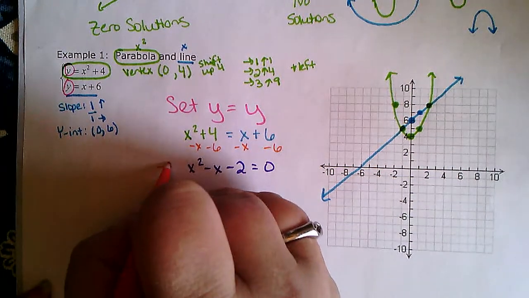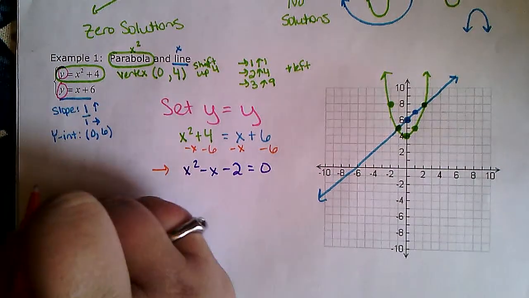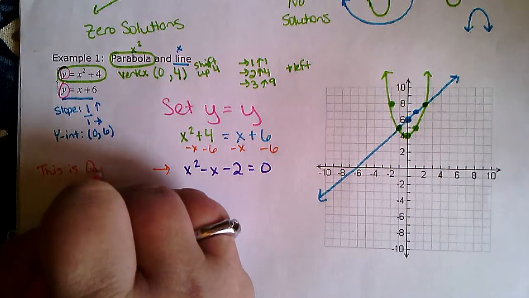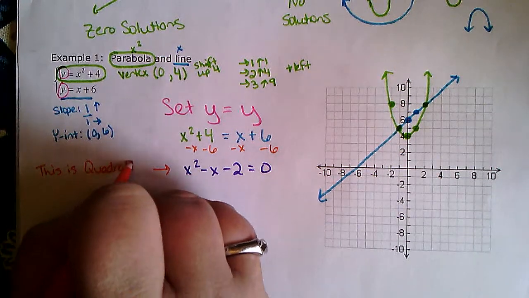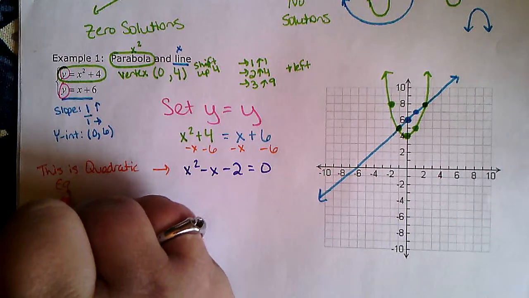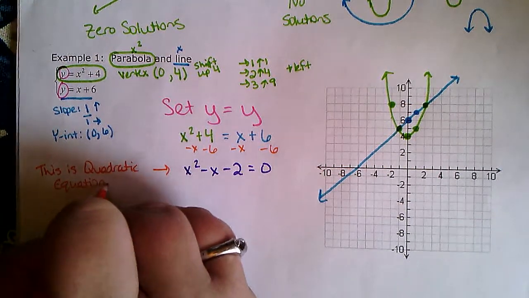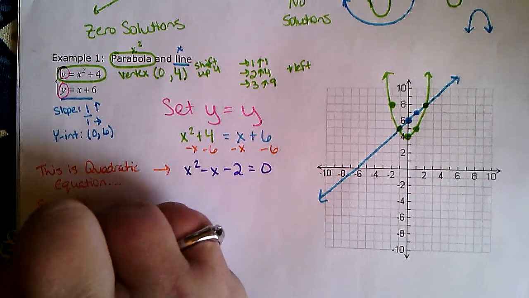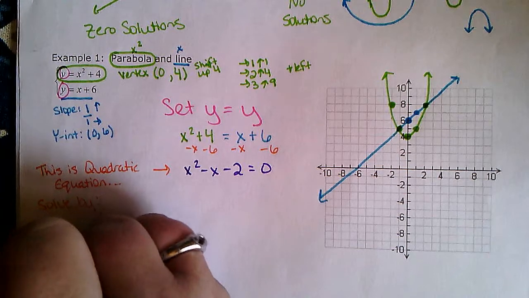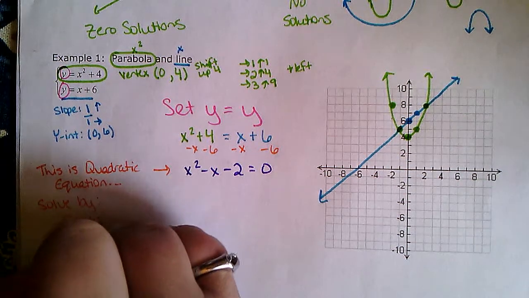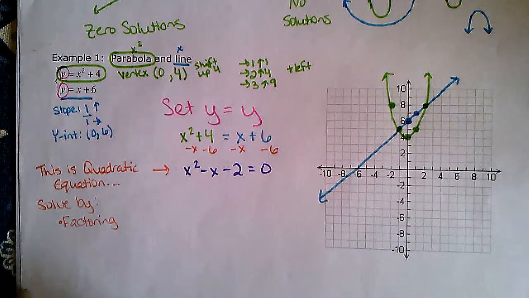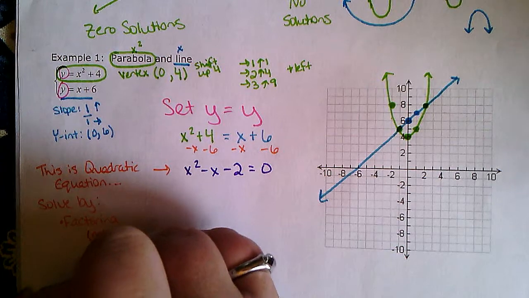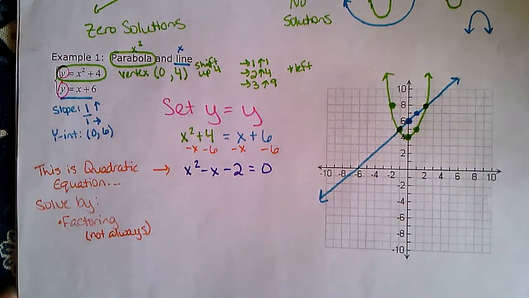What I am noticing is that this x is squared, so that tells me that this is a quadratic equation. So we actually know a lot of ways to solve this. The first way we know is factoring. And remember though that factoring does not always work.